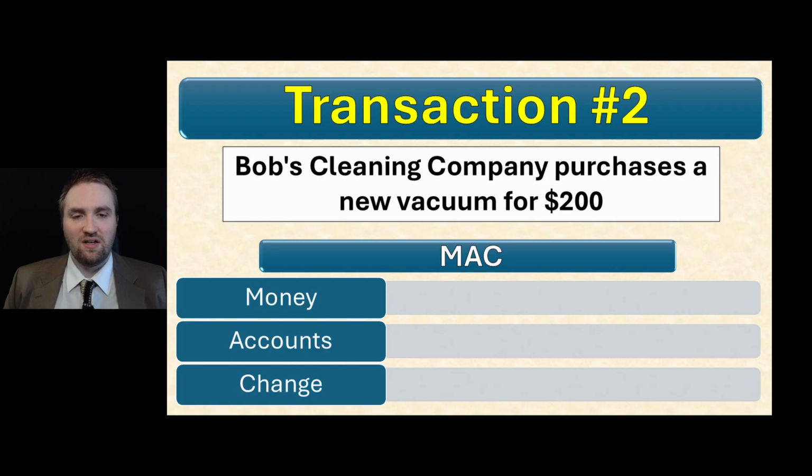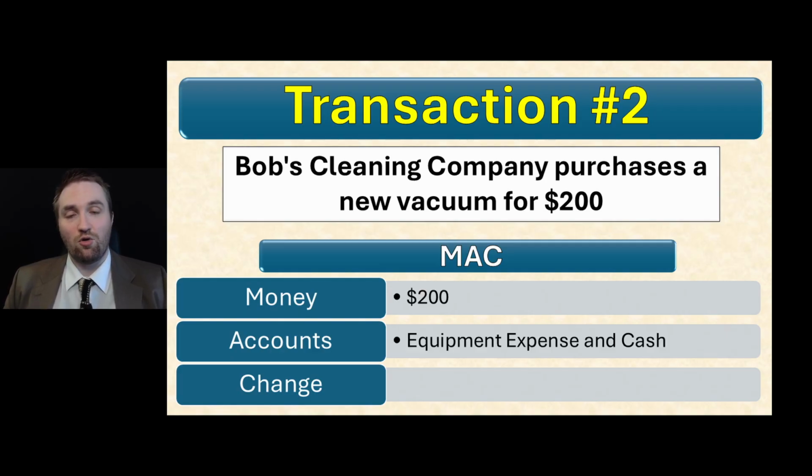Transaction number 2. Bob's Cleaning Company purchases a new vacuum for $200. Let's use MAC. Money, $200. Accounts, equipment expense and cash. Change. Debit equipment expense, $200.